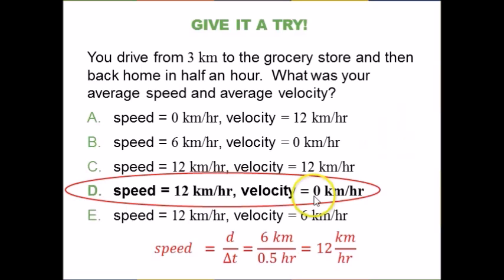Okay, so hopefully you got 12 for the speed. That comes from 6 kilometers divided by 0.5 hours. 6 divided by 0.5 is 12. And the velocity actually is the displacement divided by the time. The displacement was 0 because your final and your initial position were the same. So your average velocity there is actually 0, which is funny.